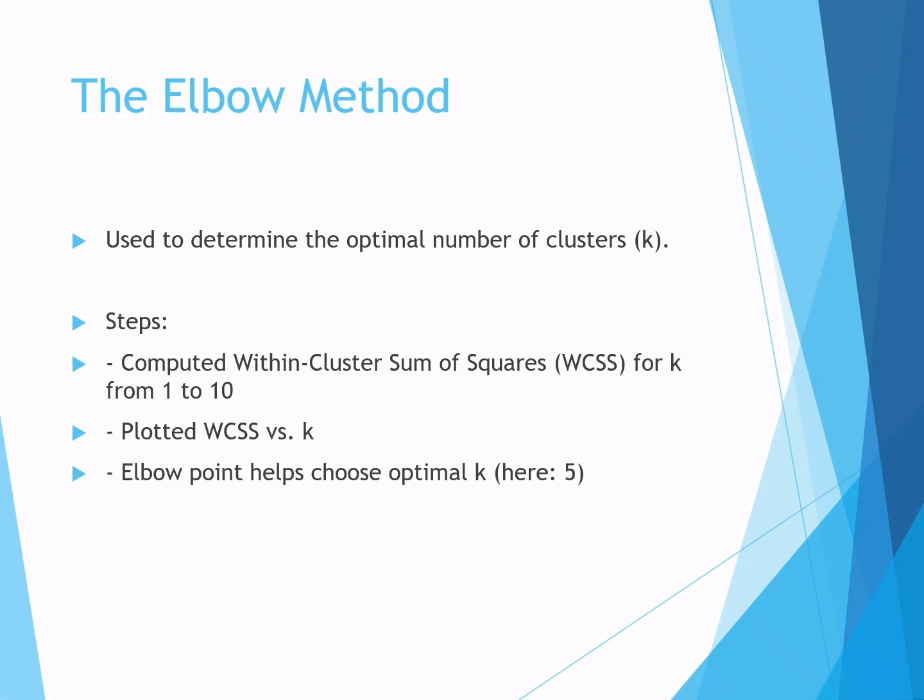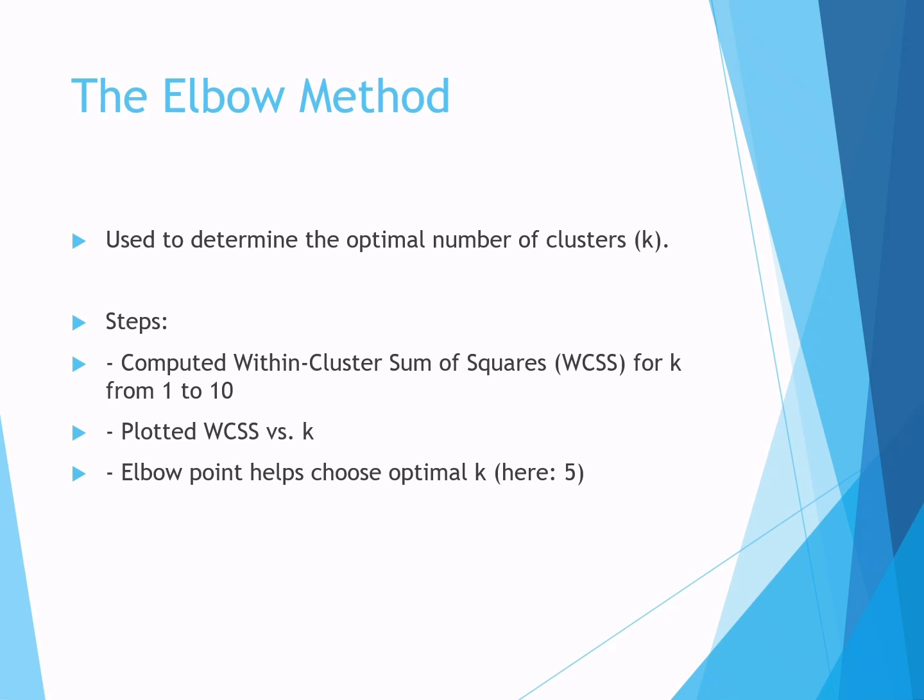Second, the elbow method is used to determine the optimal number of clusters, k. So it will determine our optimal number, and the steps are to compute the within-cluster sum of squares, WCSS, for k from 1 to 10, and plot WCSS versus k. So here we use a method called the elbow method.